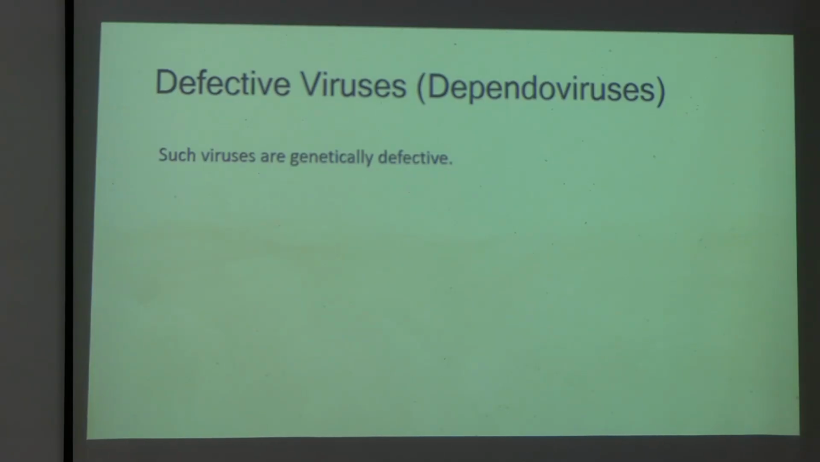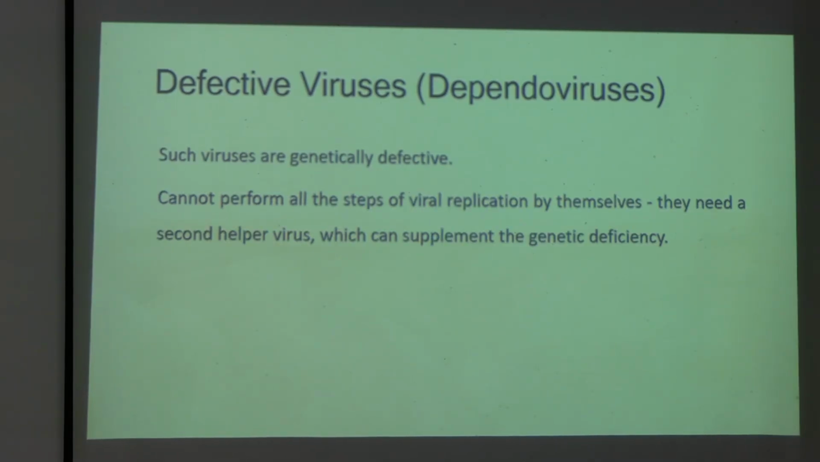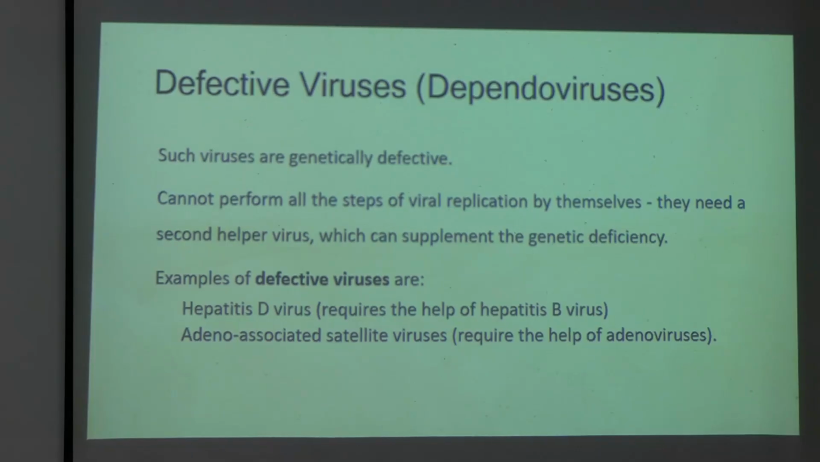Actually, these viruses are genetically defective. They cannot perform this viral replication step by themselves. They need the help of another virus which can supplement the deficiency. Okay, so examples are hepatitis B virus, hepatitis D virus, okay?